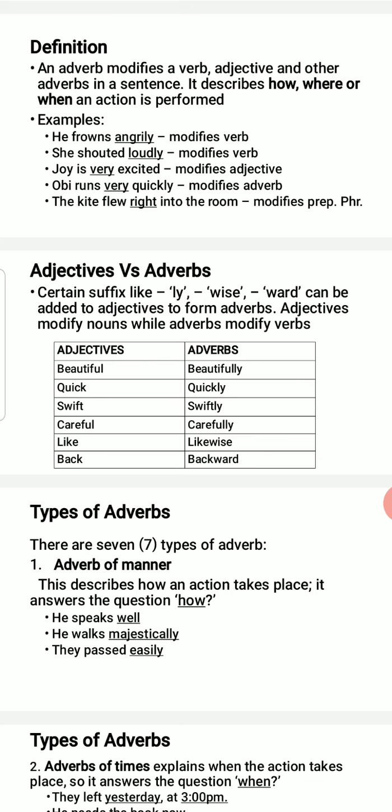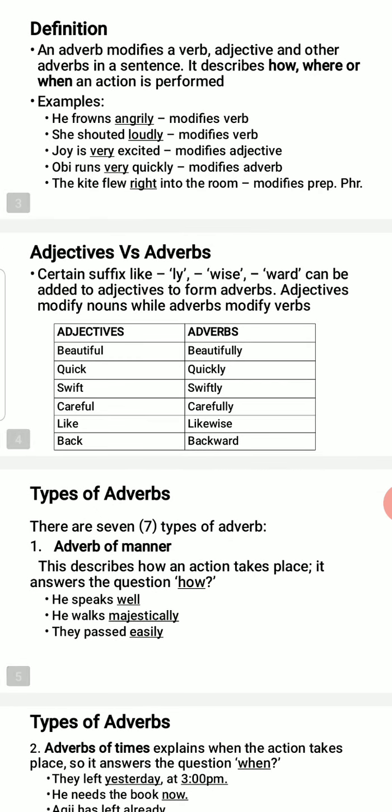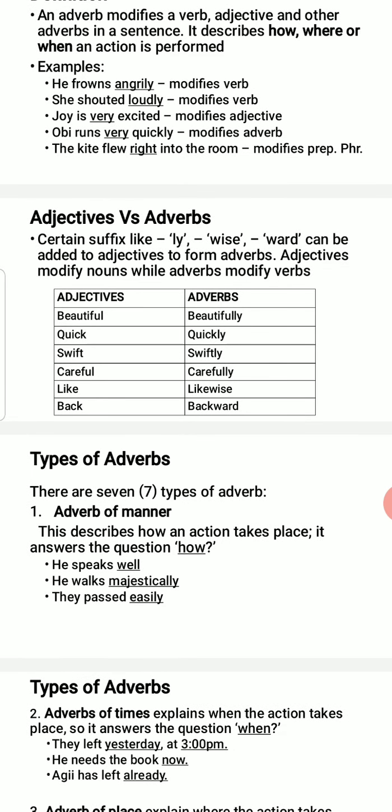Obi runs very quickly. This sentence can read Obi runs quickly. Quickly there is an adverb. But you can see that we have introduced very there to modify quickly, which is an adverb. So there we have an adverb modifying another adverb in that sentence. The kite flew right into the room. Right is the adverb modifying the prepositional phrase into the room.